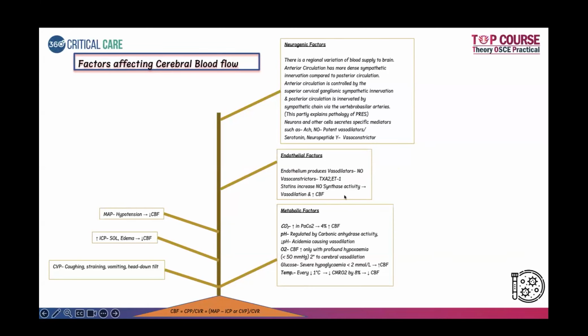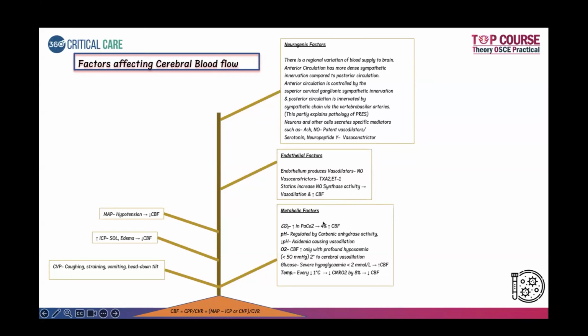This hasn't been translated into practical application. We are talking about vasospasm in subarachnoid hemorrhage, where the subarachnoid hemorrhage can cause vasospasm, and experimental evidence is there that statins can help. Statin can produce nitric oxide, thereby causing vasodilatation. But that hasn't been seen in larger clinical trials. This is only, you can say, at the experimental level, where statin can cause vasodilatation.